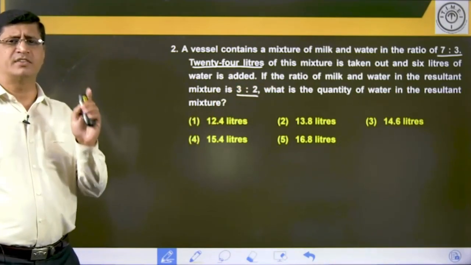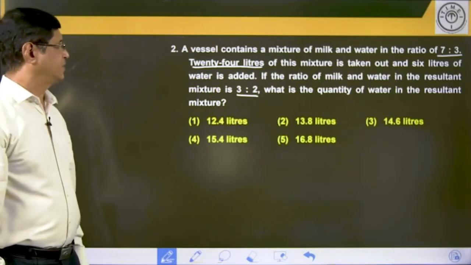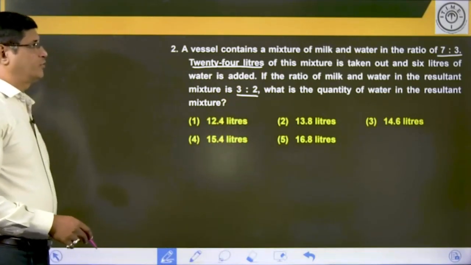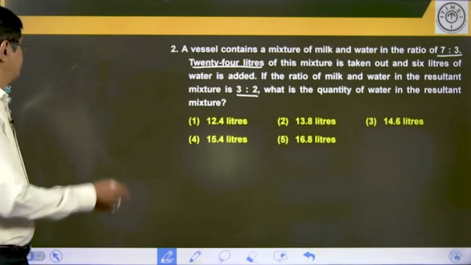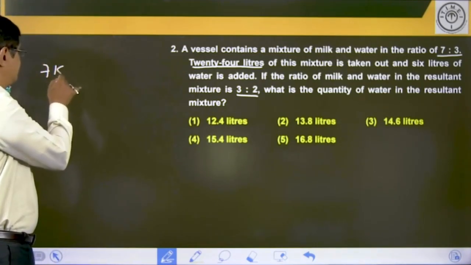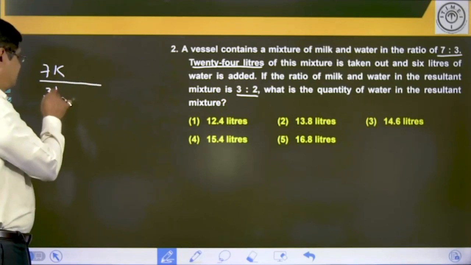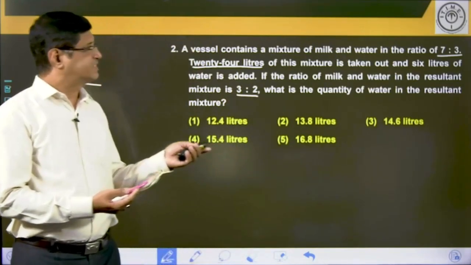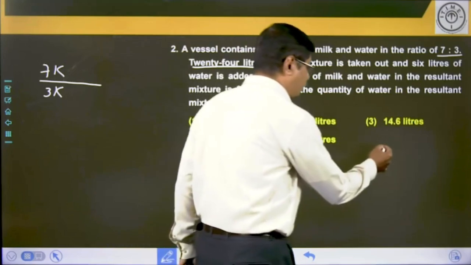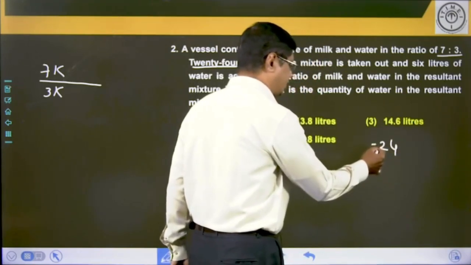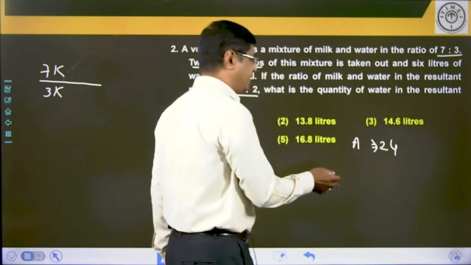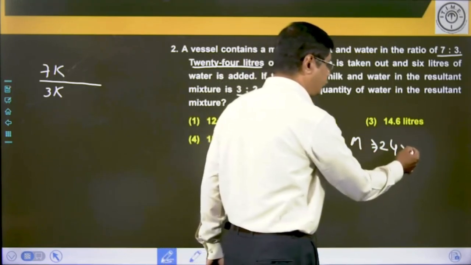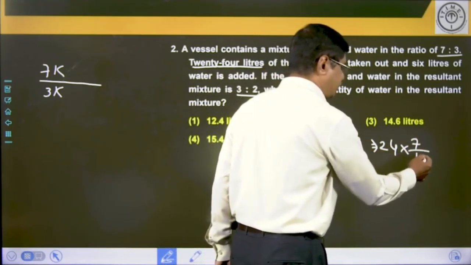Just to find the quantity of the water in the resultant mixture. Okay, now let's begin. Look at 7:3, that is the ratio of the milk and water. So, I am taking here 7K and 3K. 24 liters of mixture is taken out. So, 24 liters is taken out means in this 24 liters, how much is the milk and how much is the water? Milk is 24 into 7 by sum of the ratios.